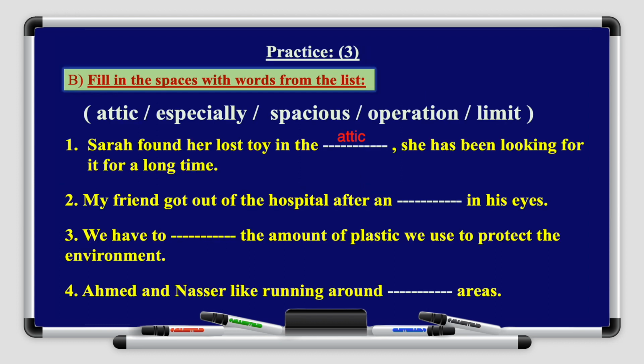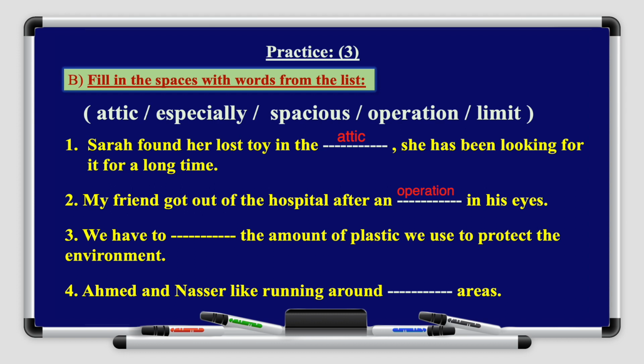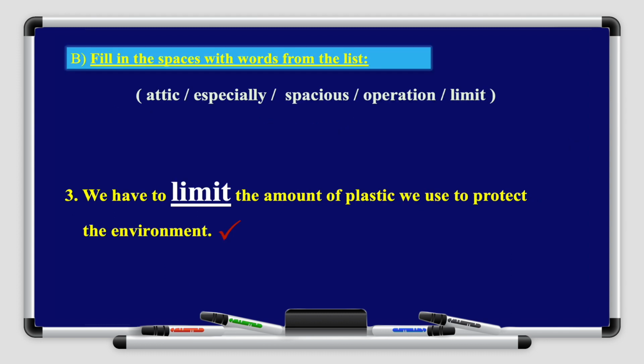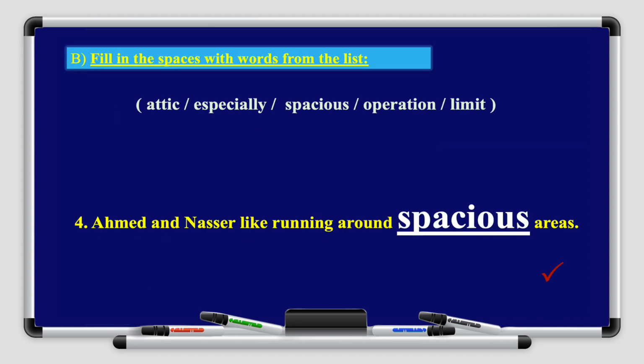Next we have sentence number 2. My friend got out of the hospital after a or an blank in his eyes. So which word is suitable for this sentence? Good job, it's operation. So my friend got out of the hospital after an operation in his eyes. Next we have sentence number 3. We have to blank the amount of plastic we use to protect the environment. So which word is suitable for this sentence? Excellent, it's limit. So we have to limit the amount of plastic we use to protect the environment. Number 4, we have Ahmed and Nasser like running around blank areas. So which word is suitable for the sentence? Ahmed and Nasser like running around, good job, spacious areas.